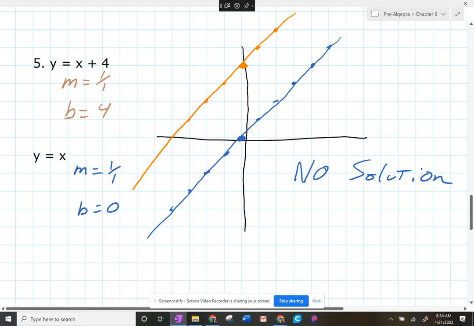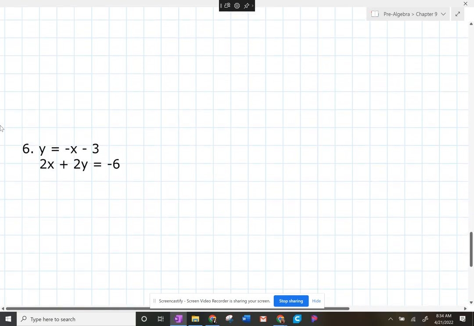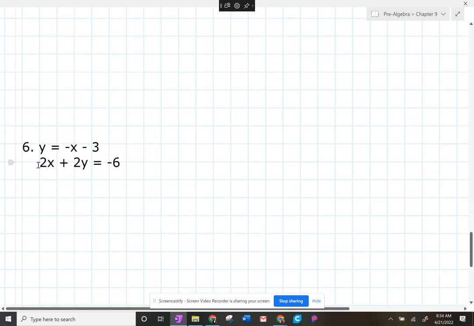So if they're parallel, there will be no solution. I got a feeling you guys know exactly what this last one's going to be, but I'm still going to do it. Questions on that one? All right, on to this one. Let me get some space in there.